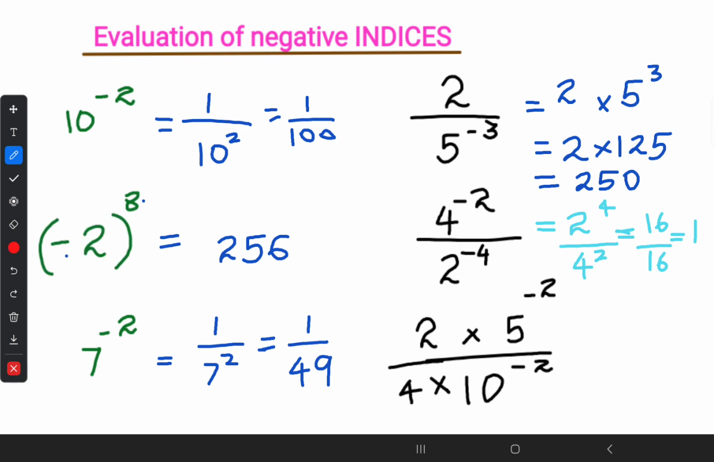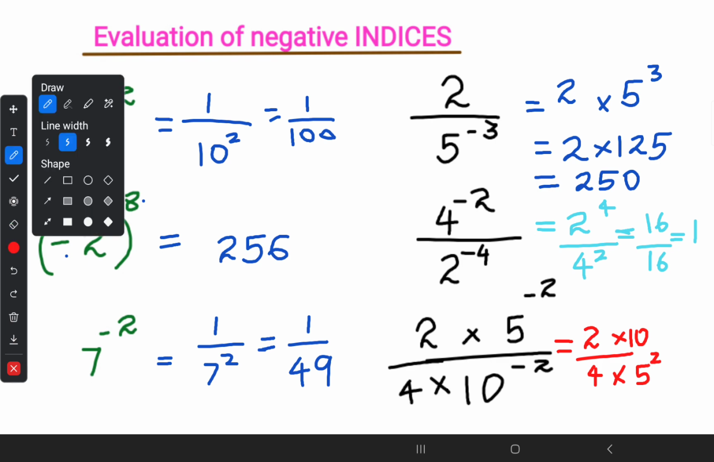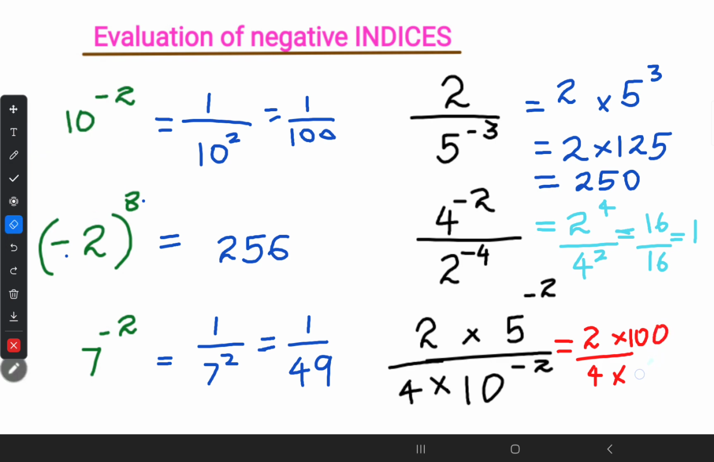That's the final answer. Next one, 2 upon 4. There is no change in it. That remains the same. 10 with the power of negative 2 will become 10 with the power of 2. And 5 with the power of negative 2 will become 5 with the power of 2. 10 with the power of 2 means it should be 100. 5 with the power of 2 means it's 25. So we can simplify 4 times 25 as 100. Finally, you will have the answer only 2. Just 2 remains as your answer.